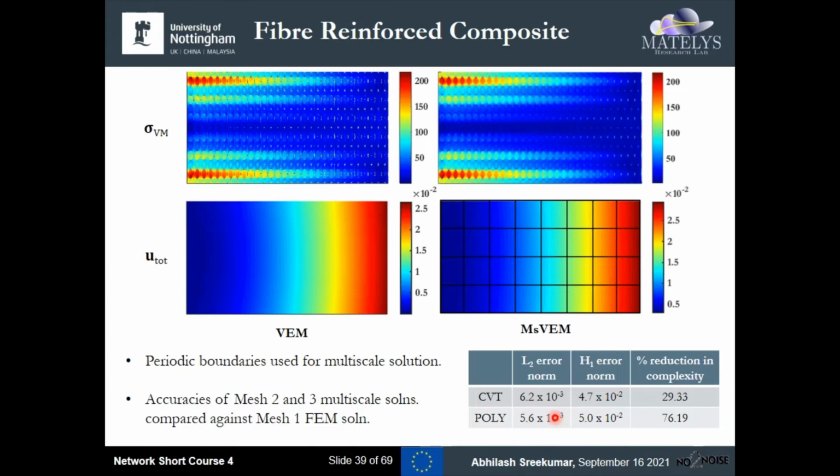However, there is a significant reduction in complexity compared to the reference. That is, the CVT offers a 29.33% reduction and the polygonal mesh a much higher percentage. This shows that one can significantly exploit the power of the VEM at the fine scale to drive down computational cost. We now look at another example.